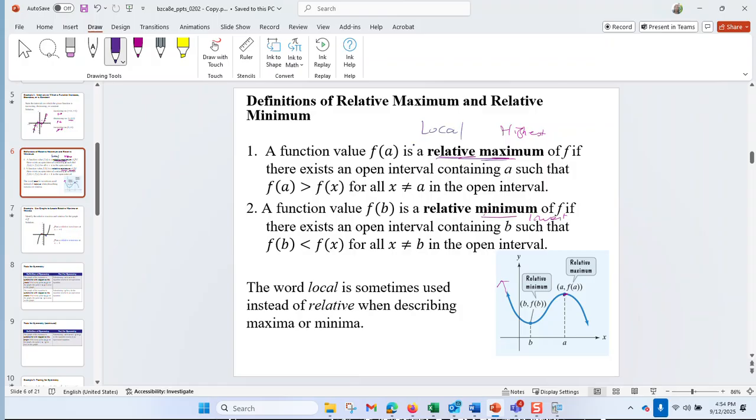Okay, so what does local maximum mean? That means you can have several city champions, right? Local maximum, you can have multiple, more than one. All right, so let me give you another graph.